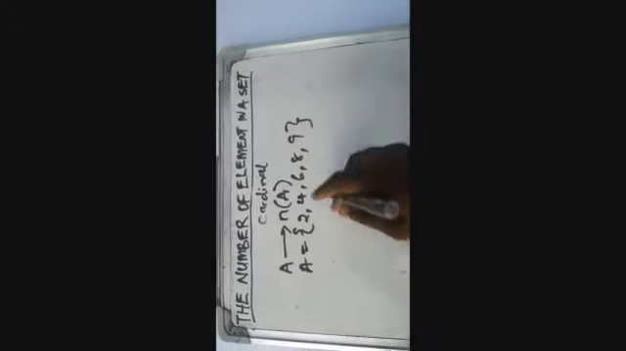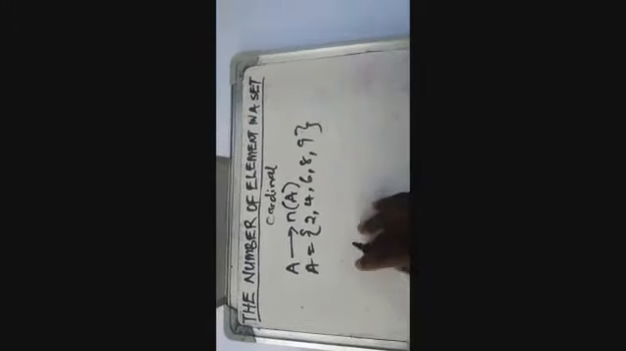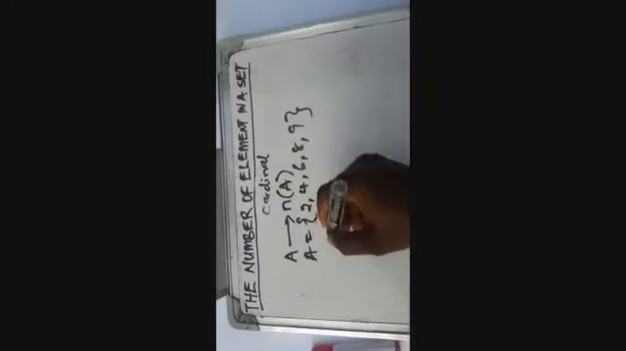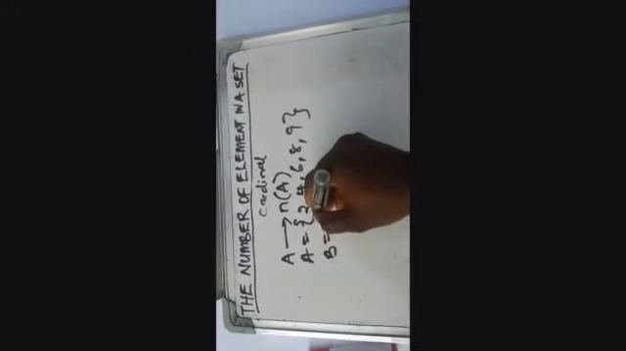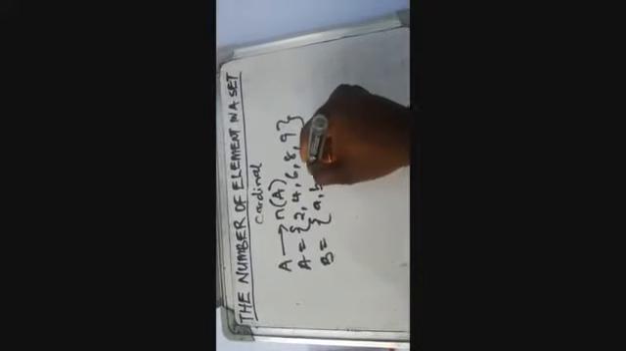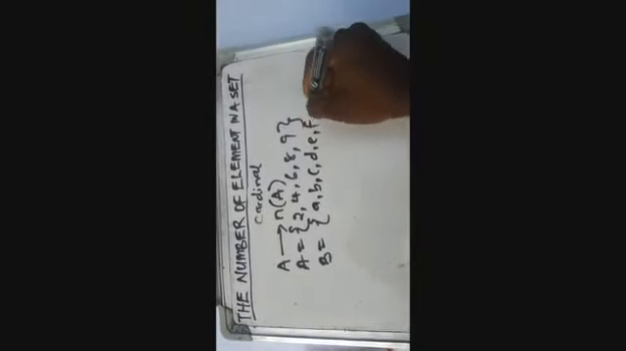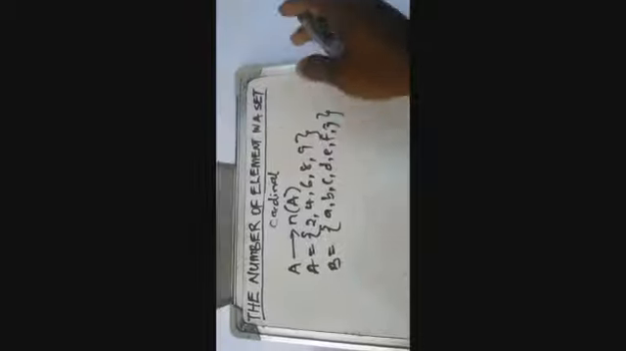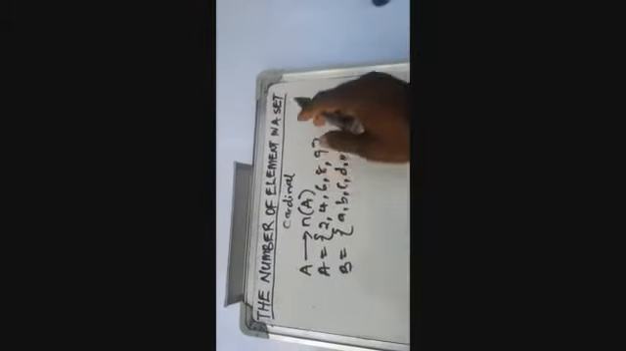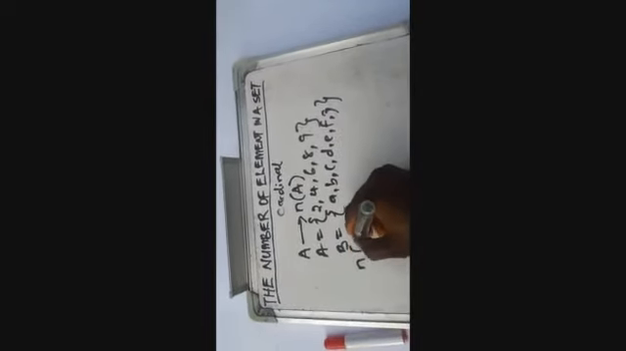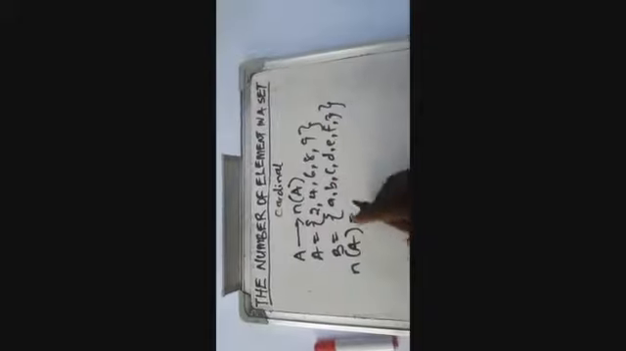Now, if we are given an example, given that A is equal to 2, 4, 6, 8, and 9, and given that B is equal to a, b, c, d, e, f, and g. Now, how do we get the number of A? If we are asked to find the number of A, how do we get it?